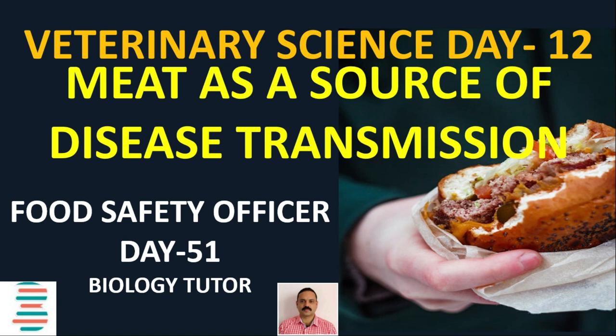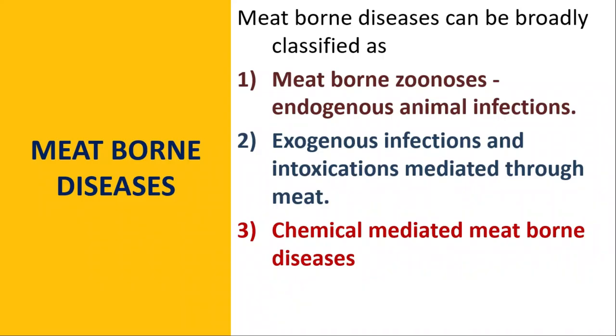Today we are going to discuss meat as a source of disease transmission. Meat-borne diseases can be broadly classified as meat-borne zoonoses, which means endogenous animal infections, exogenous infections and intoxications mediated through meat. The third one is known as chemical-mediated meat-borne diseases.